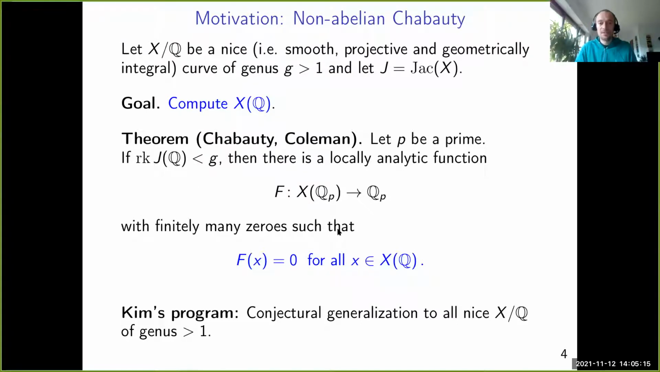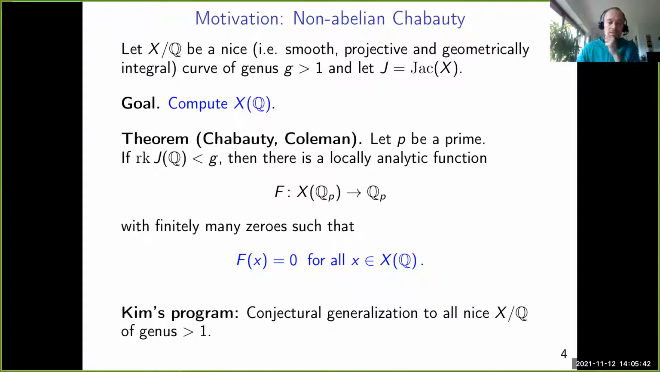I won't go into detail here, but a lot of work has gone into trying to extend that to all nice curves of genus greater than 1, right? Because we have this condition that the Mordell-Weil rank is less than the genus. While for a random curve, whatever that means, we would typically expect this to hold, for many interesting curves, this does not tend to hold, especially for modular curves, right? So this is a very restrictive condition.